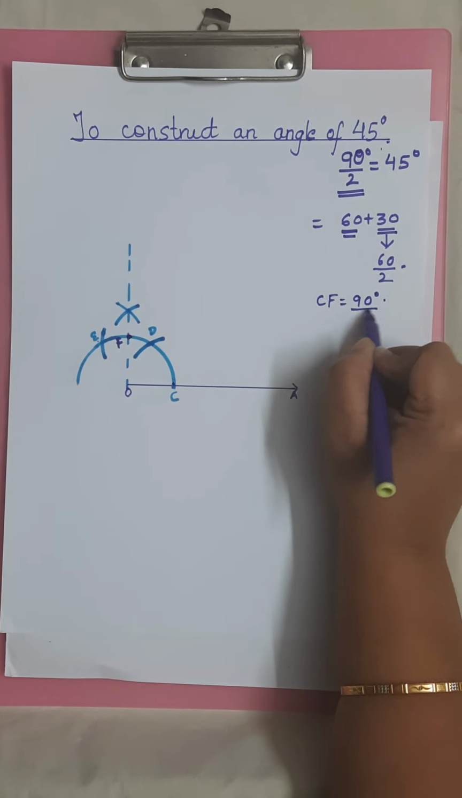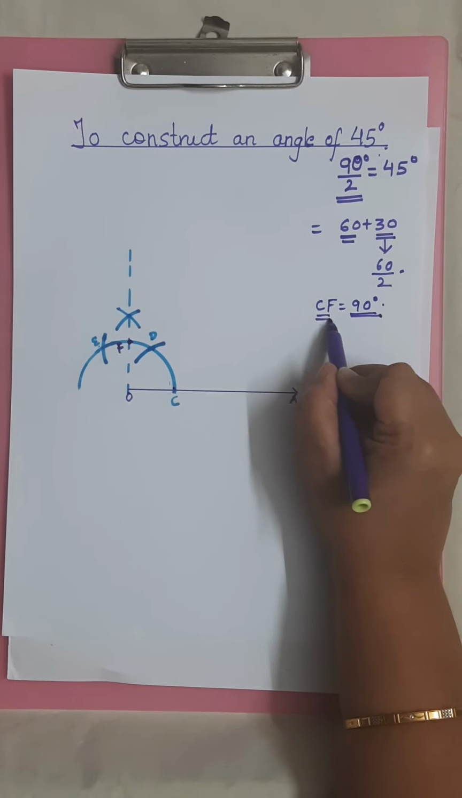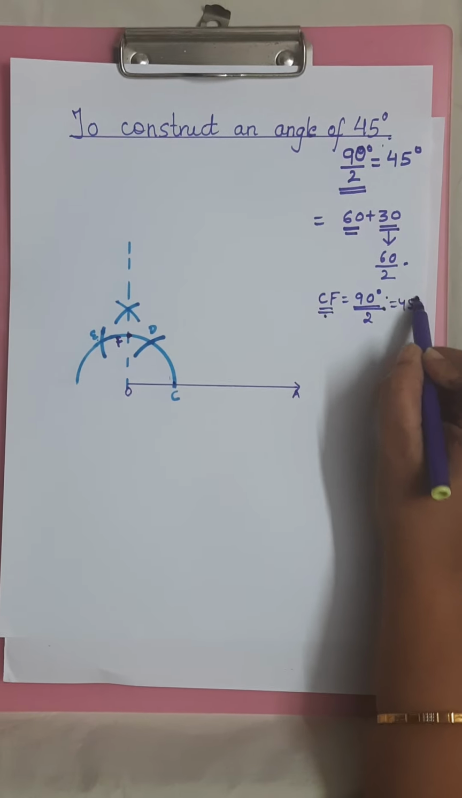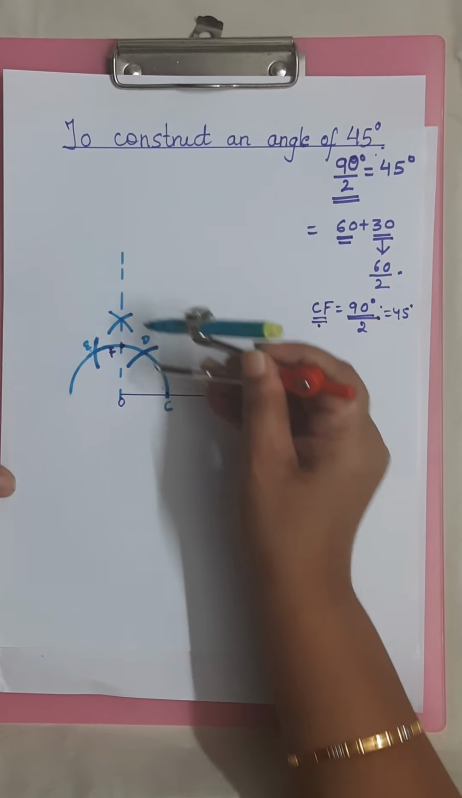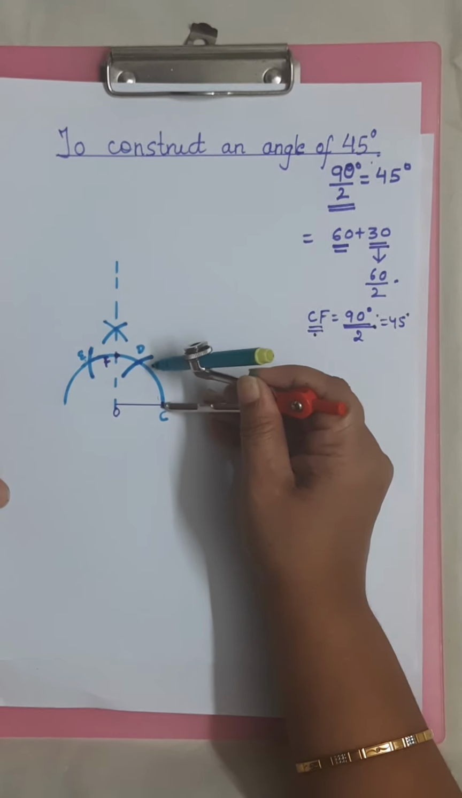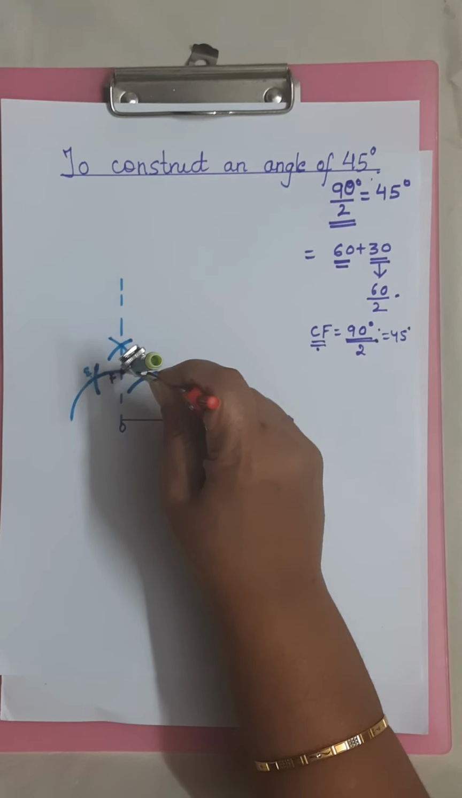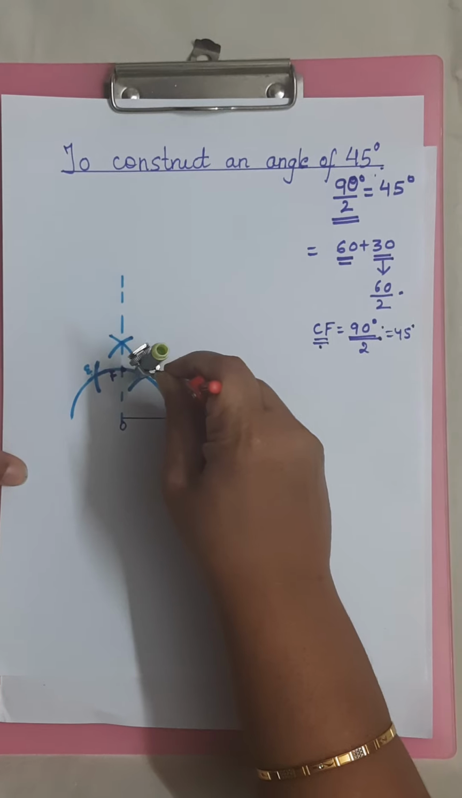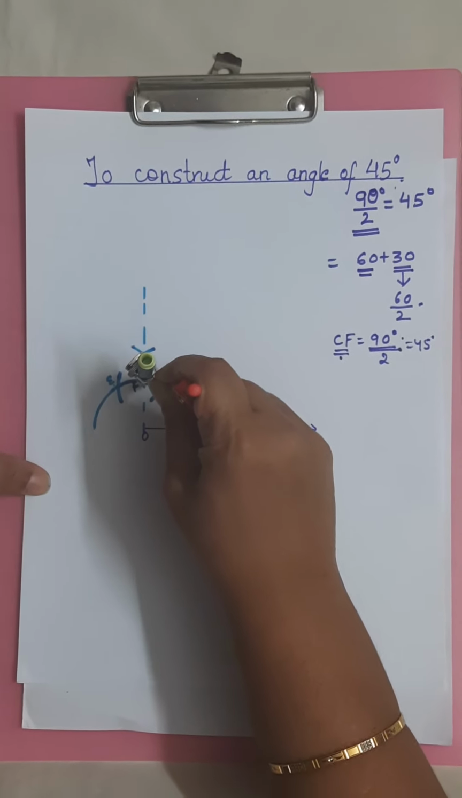90 degree. So if I want to bisect, which arc I need to bisect? I need to bisect CF further to give me 45 degree. So where will I put my pointer? At C and at F. So if I have to bisect any arc, what is the rule behind it? Take little more than half of that arc. This CF is the arc representing 90.